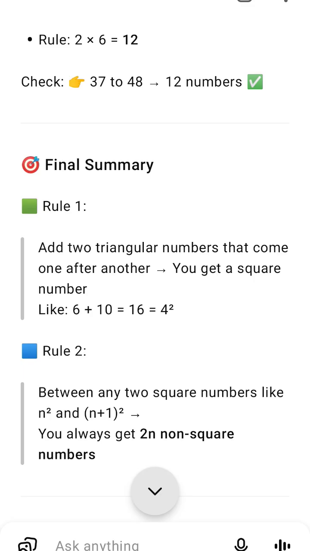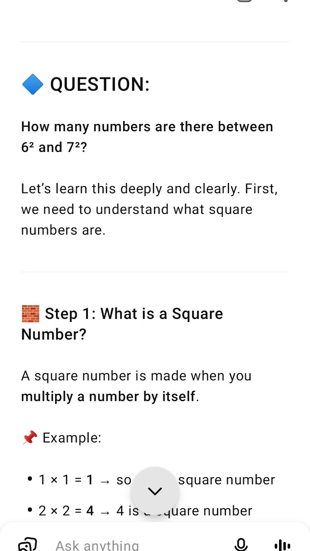Final summary. Rule 1. Add 2 to another, you get a square number. Like 6 plus 10 equals 16 equals 4 squared. Rule 2. Between any two square numbers like n squared and n plus 1 squared, you always get exactly 2n non-square numbers. Would you like a picture, comic strip, or fun trick to help you remember this even better?